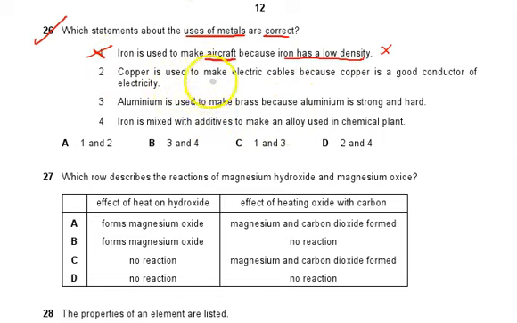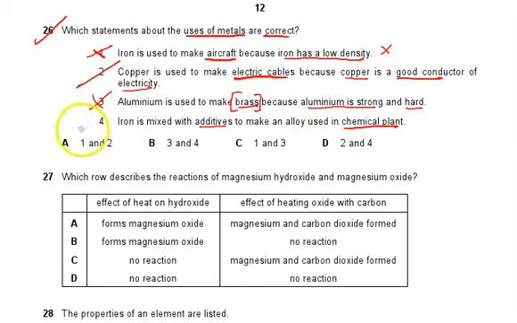Number two, copper is used to make electric cables because copper is a good conductor of electricity. Yes. Aluminium is used to make brass because aluminium is strong and hard. To make brass, we need copper and also zinc, and it's not aluminium. Number four, iron is mixed with an additive to make an alloy used in a chemical plant. Yes, it is. So it's 2 and 4. D.